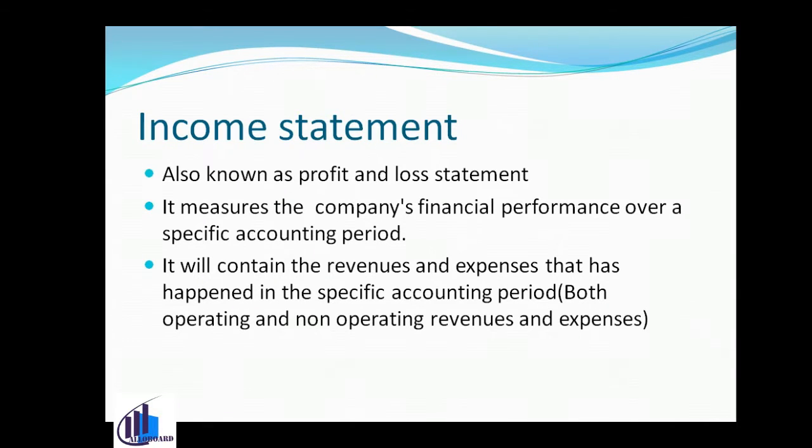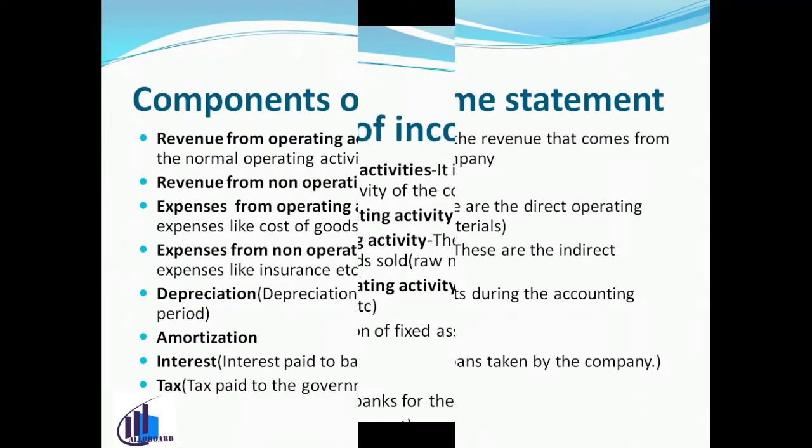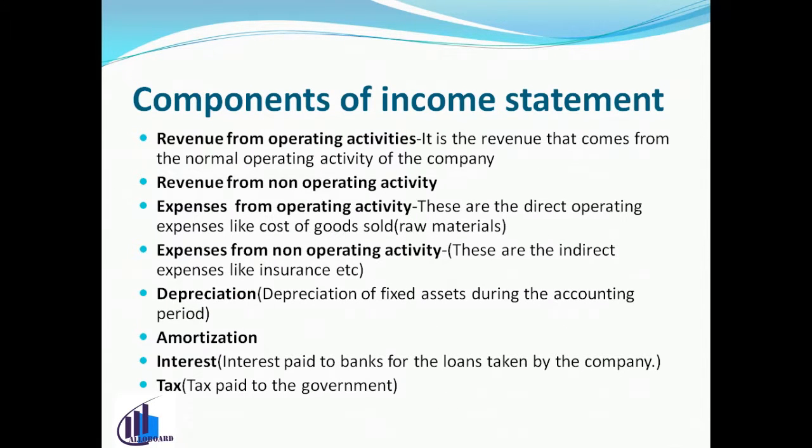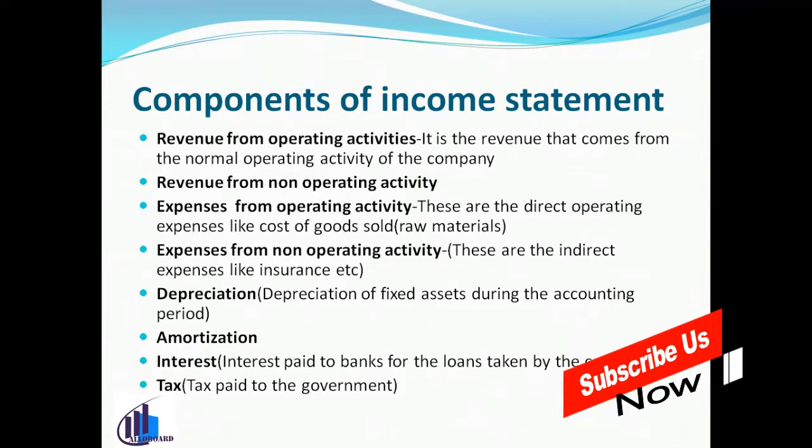Now we will be seeing about the components of an income statement. So these are the components of an income statement. We'll explain the components by taking an example. The example which we are going to take today is a manufacturing company, a bike manufacturing company, a fictional company called ACS. Let's say there's a company called ACS which manufactures bikes. So when they sell bikes, they get revenue out of selling bikes. That is called revenue from operating activity.